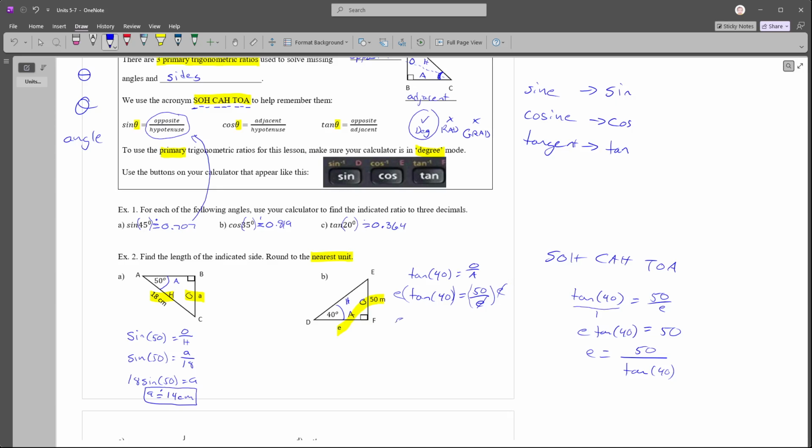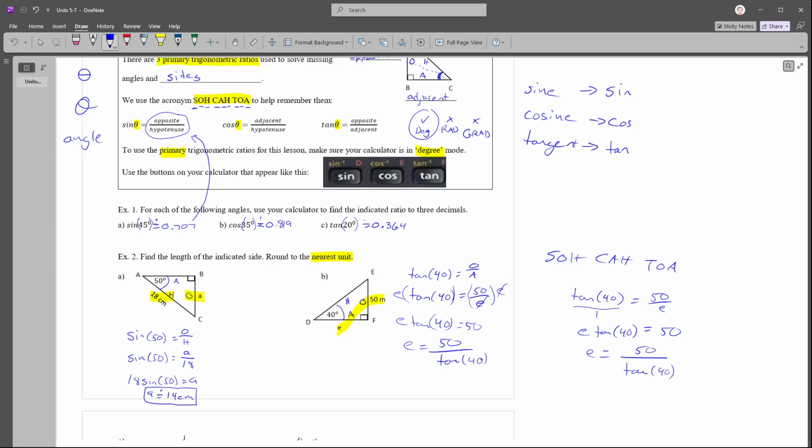We end up with E tan 40 equals 50. Oh, it's the exact same thing we had there. So whichever one you're more comfortable with, do it. They're both the same thing at the end of the day. So we end up with E is equal to 50 over tan 40 again.